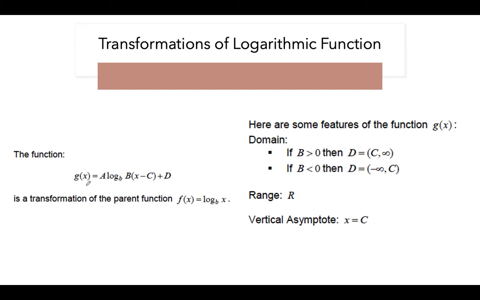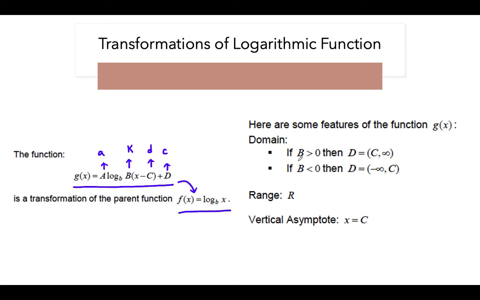So the function, which given this time, looks like this. I'm using different letters. A represents what we just did, A. B is the base, capital B representing K, C is representing D, and capital D representing C. The reason why I'm using different letters is because I want you to be comfortable looking at the equation even when you're given different letters or different numbers. So this is a transformation from my parent function over here.